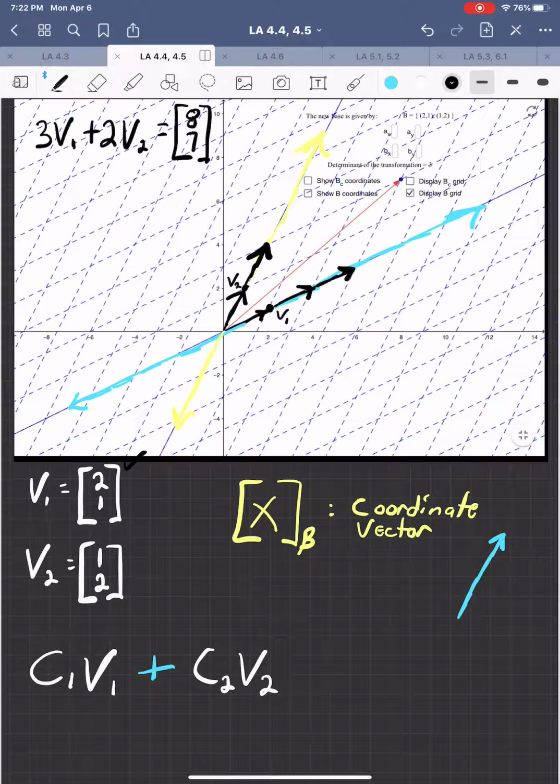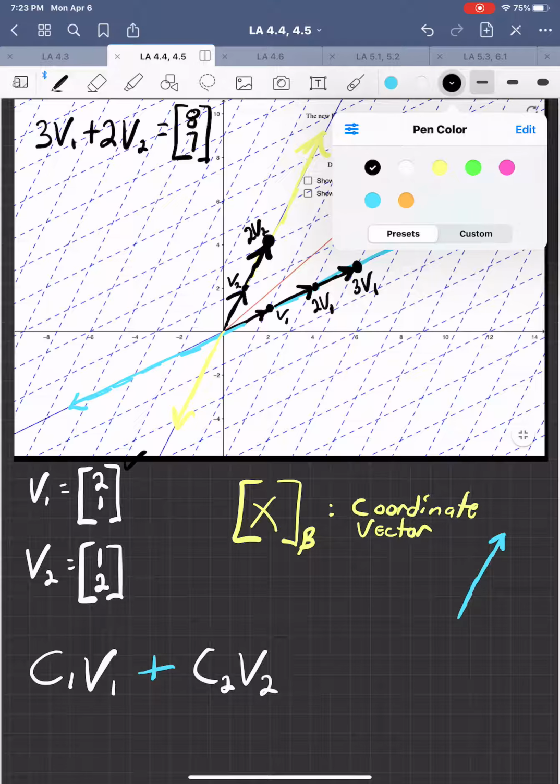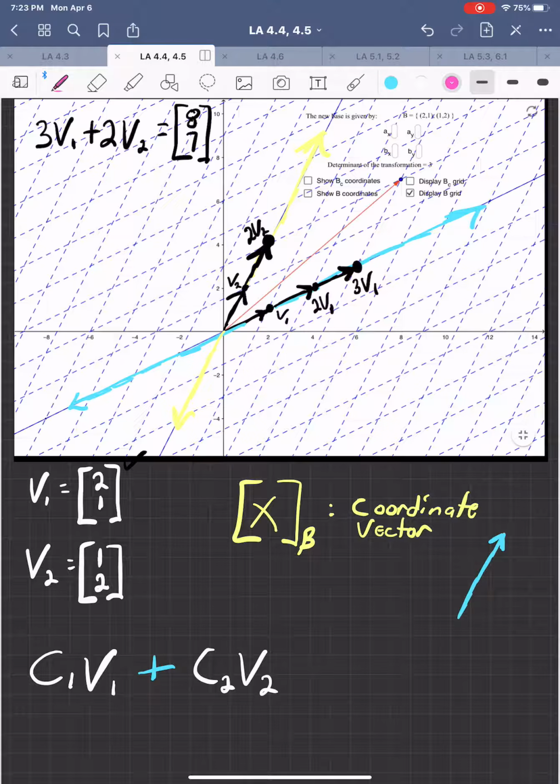All right, and now what you can see is, let me label this. It's very important that I label this. So this would be 3 v sub 1. This here would be 2 v sub 1. This would be 2 v sub 2. And now from here, I'm looking for a color that might show up pretty good on that background. Let's try pink. Ready? From here, we can get to our point 8, 7.